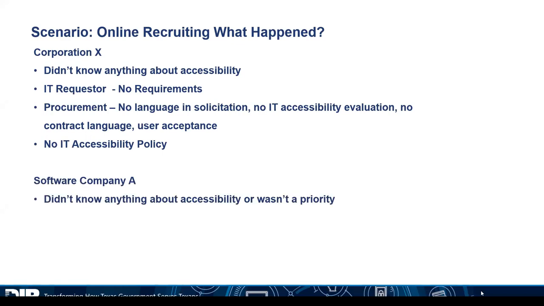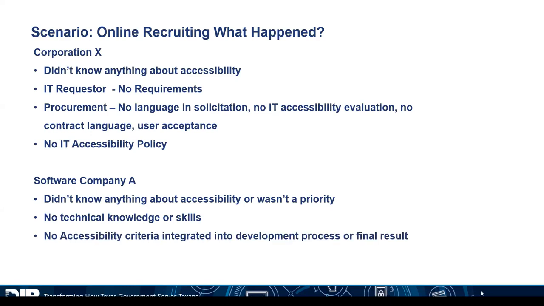Now let's look at Company A. They didn't know anything about accessibility themselves, or if they did, it really wasn't any kind of a priority. They had no technical knowledge or skills in that arena. So even if they wanted to do something, they likely couldn't in any kind of a responsive fashion. No accessibility criteria were integrated into their development process or their final result. So obviously, if that isn't integrated, the probability of an accessible product coming out at the end of the pipeline is pretty low. And guess what? They didn't have an accessibility policy either.